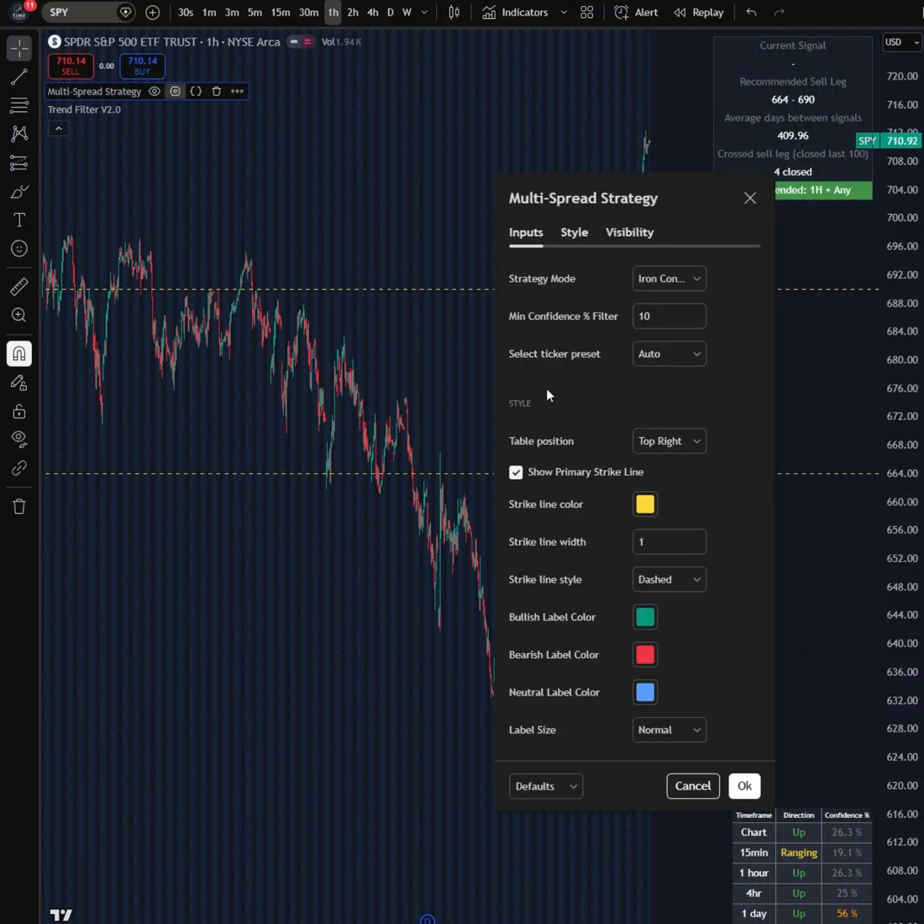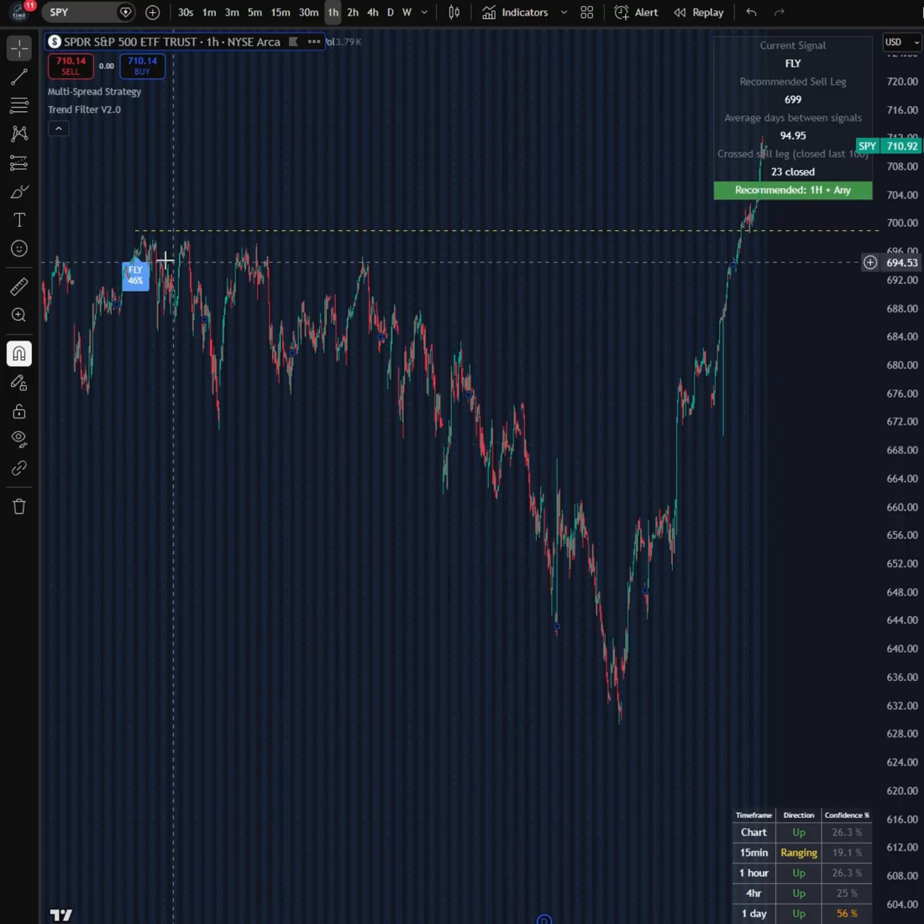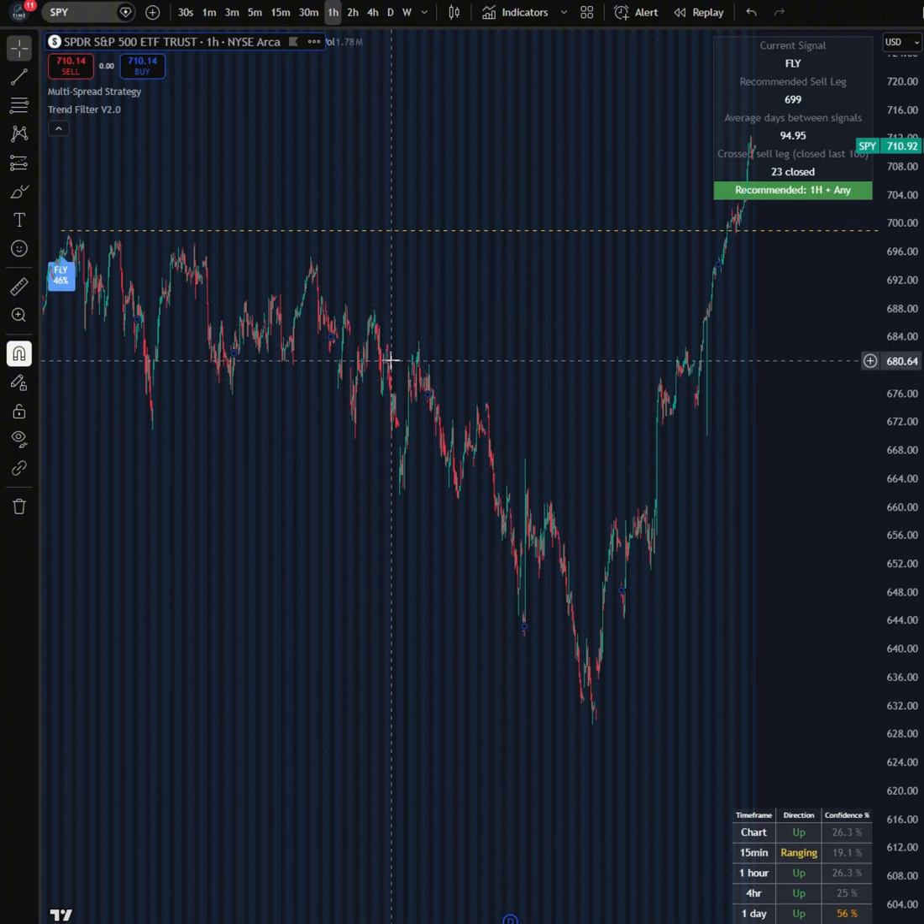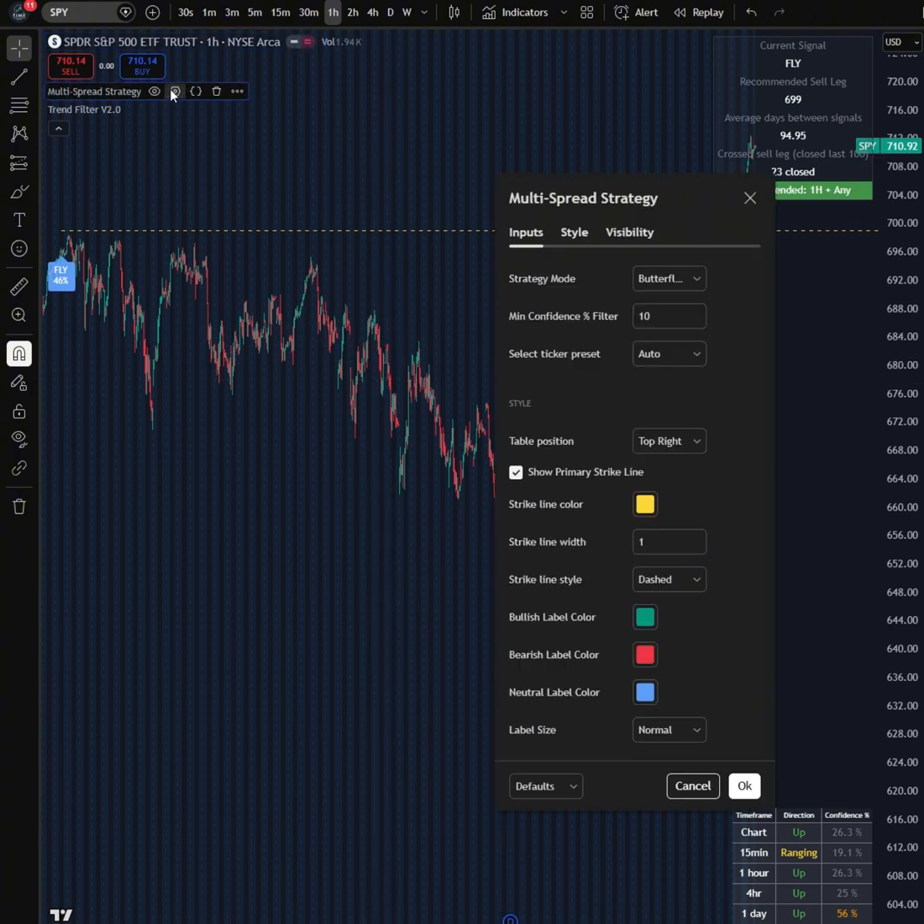We can also do butterfly trades. As you can see, it will fire that strike leg for butterflies as well. So pretty cool tool, pretty cool update here on the multi-spread strategy.